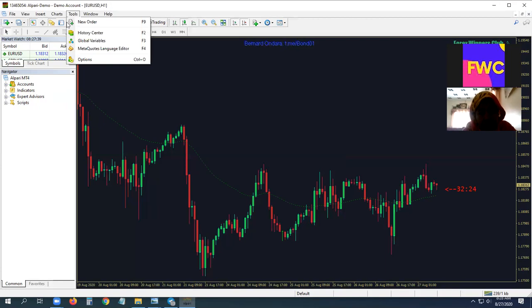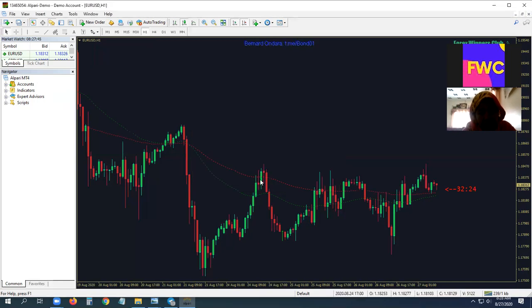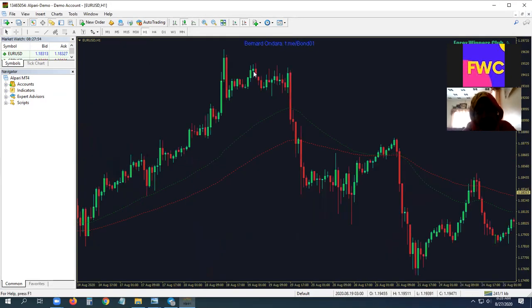Then I can add my 50. I can also add my 100. Okay, so we are done with the moving averages. So the next thing I need to do is I will have to add support and resistance.